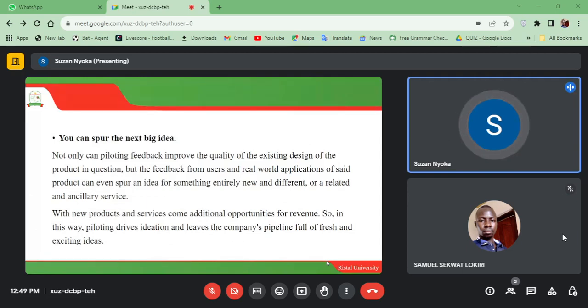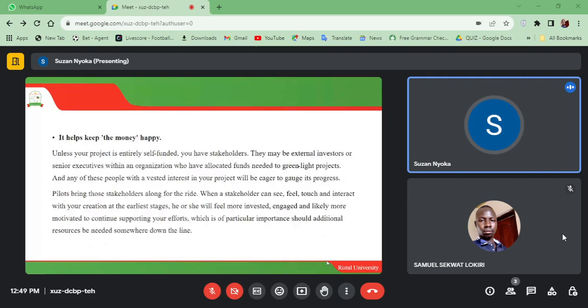And then it helps keep the money happy, unless your project is entirely self-funding. If you have senior executives within an organization who have allocated funds needed to greenlight projects, and any of these people with a vested interest in the project, they will be eager to gauge its progress. Pilots bring the stakeholders along for the ride. When a stakeholder can see it, they will feel more invested, engaged, and likely more motivated to continue supporting your efforts.